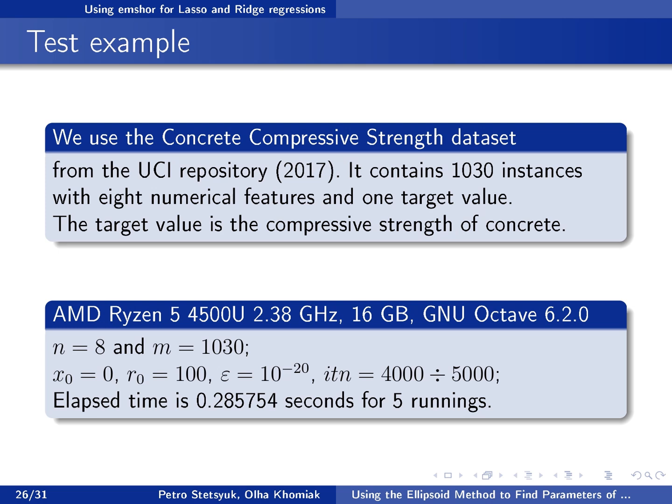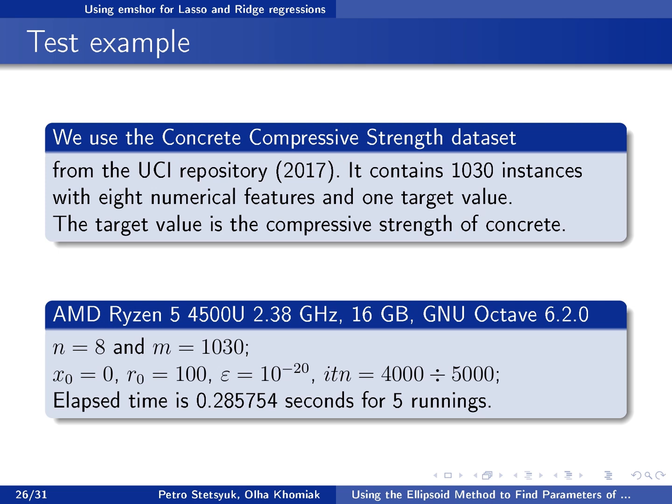To illustrate how this method works, we used a dataset on compressive strength of concrete from the UCI 2017 repository. This example includes 1030 instances with 8 numeric features and 1 target variable. The target value in this case is the compressive strength of concrete. The strength of concrete is determined not only by the ratio of water and cement, but also by the content of other ingredients, including fly ash, blast furnace slag, superplasticizer, coarse and fine aggregates.